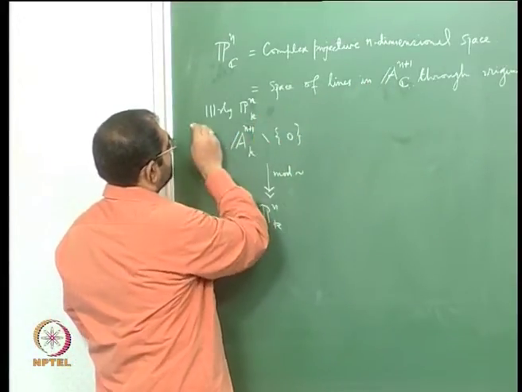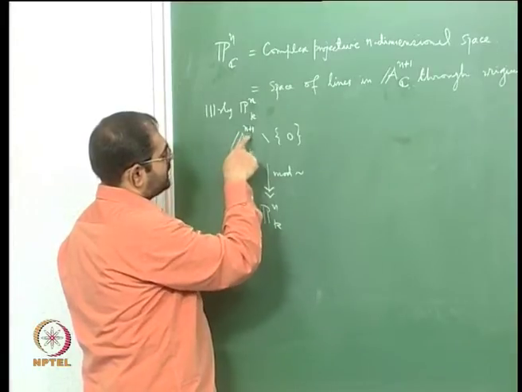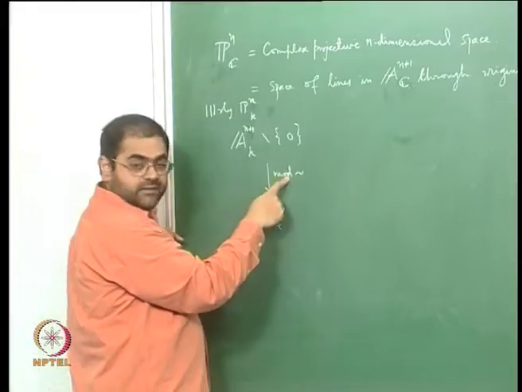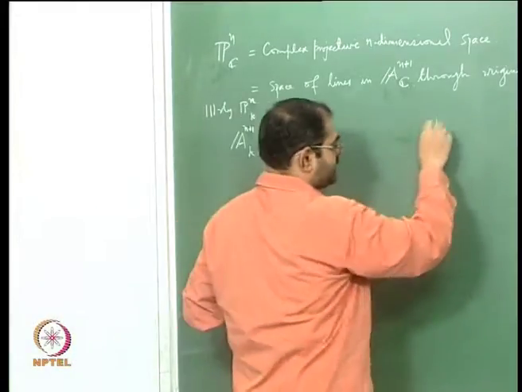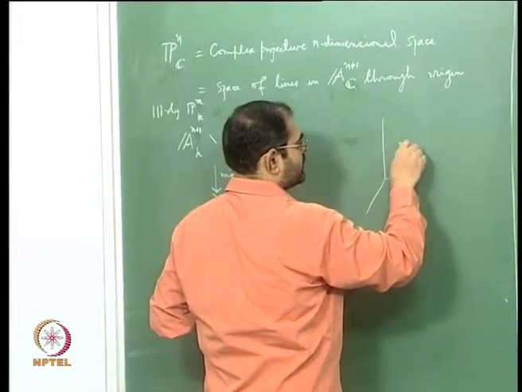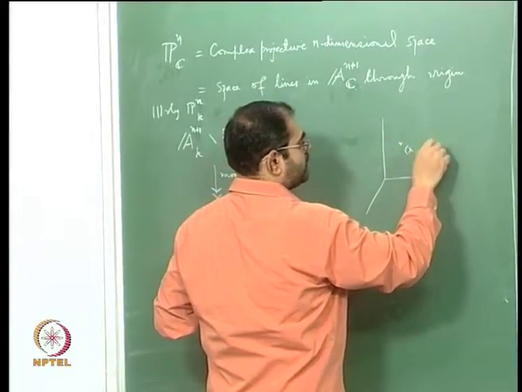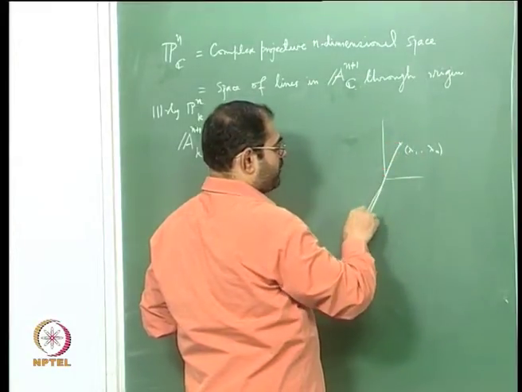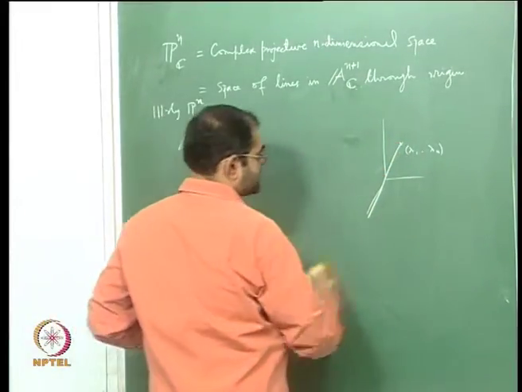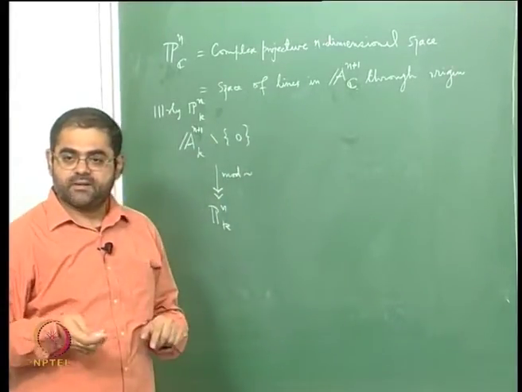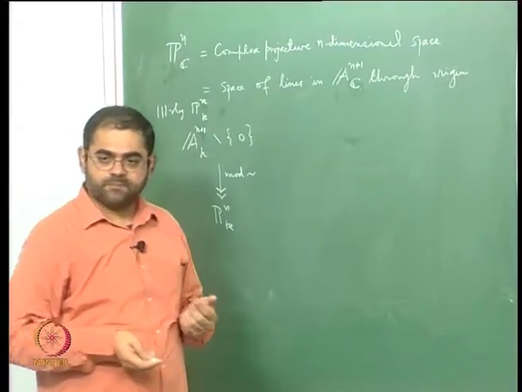So how does one get it? One takes points in A^(n+1) and then you go modulo an equivalence relation. What is the equivalence relation? The equivalence relation is very simple. If you give me a point (λ1, ..., λn), then that point defines the same line as some other point if and only if the 2 points have coordinates which differ by a non-zero constant multiple.